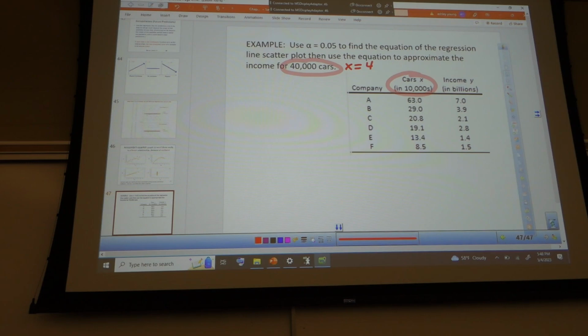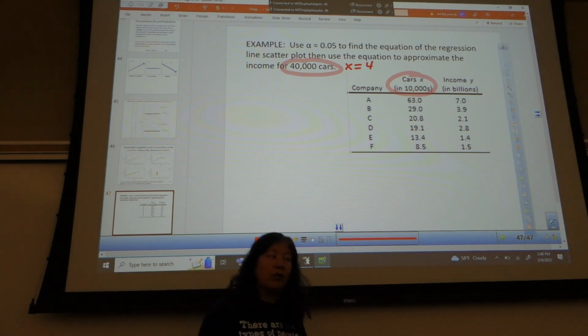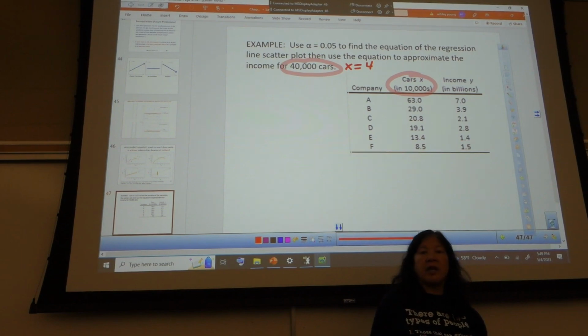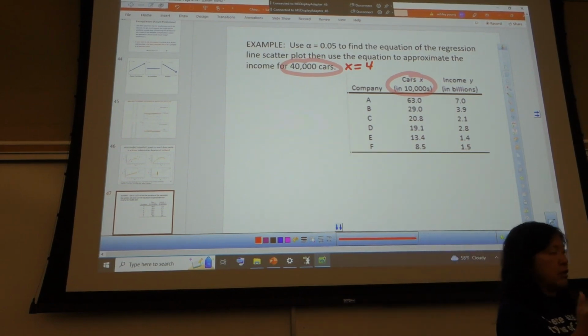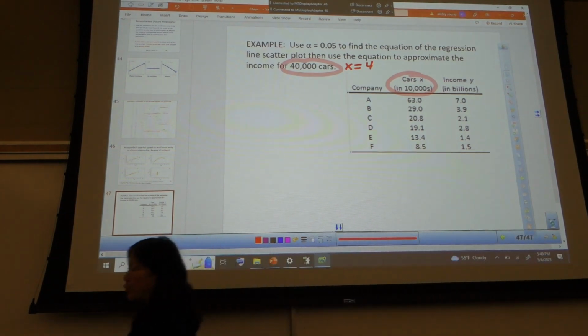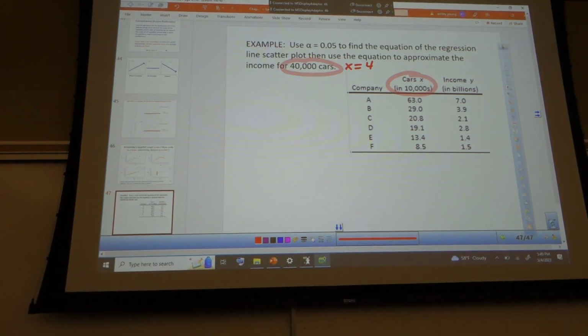On the exam, I'm not going to be weird like that. I'm just going to say whatever number I give you, that will be your X. But your homework may have something strange like this where X is in 10,000s or whatever, so you might have to switch that over. So I wanted to give you one here so you'd be ready for that if you got it on homework.